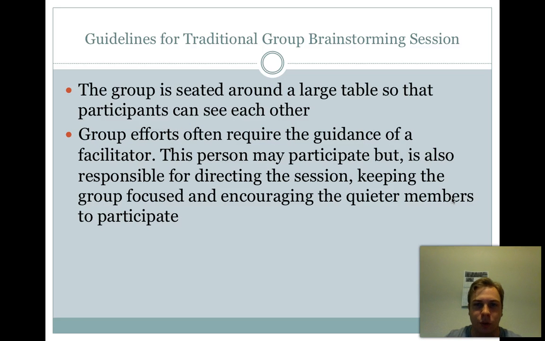Guidelines for a traditional group brainstorming session. The group is seated around a large table so that participants can see each other. Group efforts often require the guidance of a facilitator. This person may participate, but is also responsible for directing the session, keeping the group focused and encouraging the quieter members to participate.